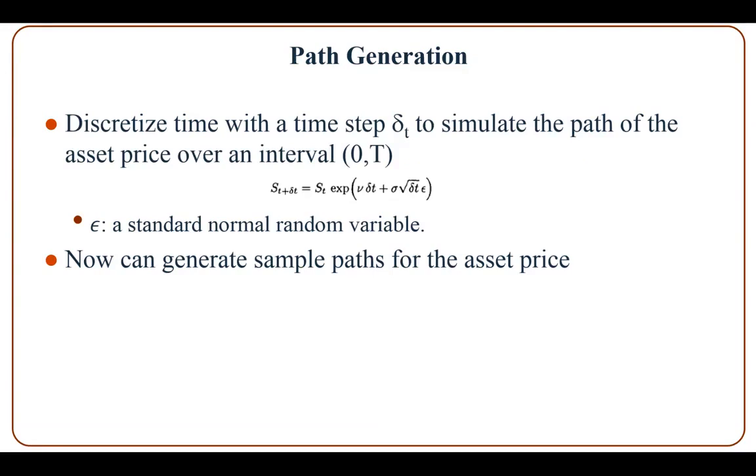We need to discretize time with time step delta t to simulate the path of the asset price over an interval from 0 to capital T. Recalling the properties of a standard Wiener process, we get this. And epsilon is the standard normal random variable. Now we can generate a sample path for the asset price.